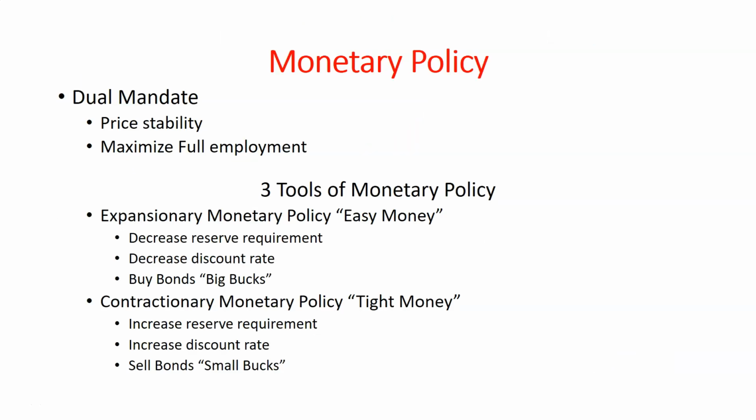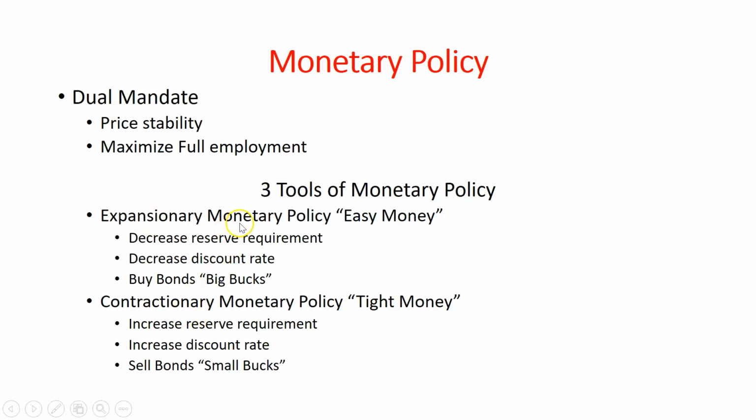The next thing that I want to talk about is monetary policy. First off, with monetary policy, the Fed has a dual mandate, and it's for price stability, which would be about inflation, and maximizing full employment. When we talk about the 3 tools of monetary policy, if they ask you a question of what tool the Fed should use, and you want to say increase the money supply, I would talk about expansionary monetary policy. Don't just say they should use monetary policy. Explain if it's going to be expansionary monetary policy or contractionary monetary policy.